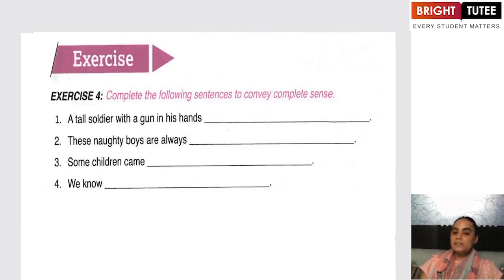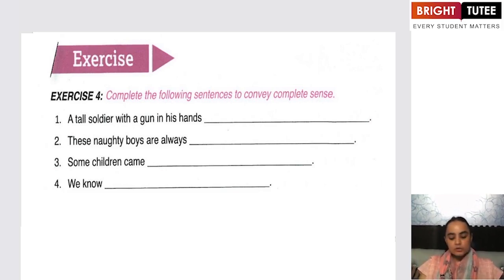So complete the following sentences to convey complete sense. So you are given 8 sentences. We'll do the first 4. You're given 4 incomplete sentences and we have to complete them so that they can make sense. They can be a proper sentence.